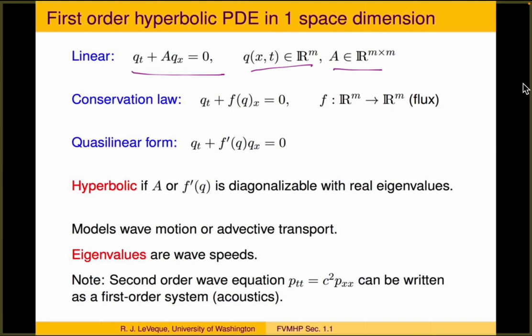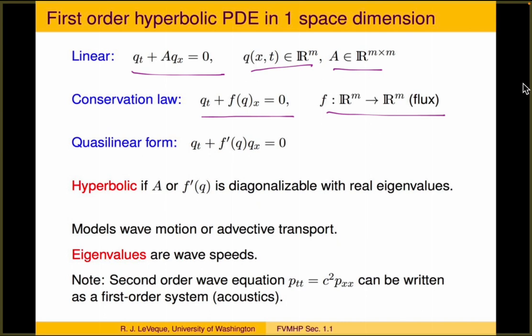A more general conservation law would have the form q_t + f(q)_x = 0, where f is a flux function that maps vectors with m components into fluxes, another vector with m components. And what we'll be looking at primarily here is how we derive such equations from physical principles.